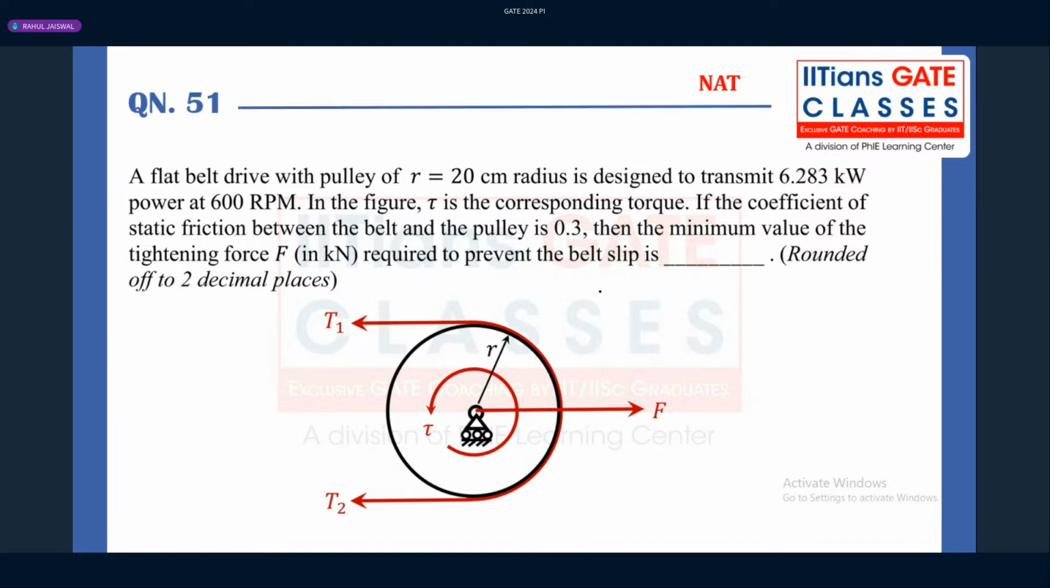Moving on to the next and the final question of this session. This question again they have asked from, you can consider, machine design or theory of machines and mechanisms. A flat belt drive with a pulley of radius r, 20 centimeter, is designed to transmit 6.283 kilowatt power at 600 rpm. If the coefficient of static friction between the belt and pulley is 0.3, the minimum value of the tightening force F required to prevent the belt slip will be what, guys?